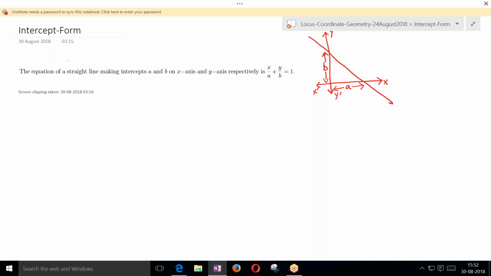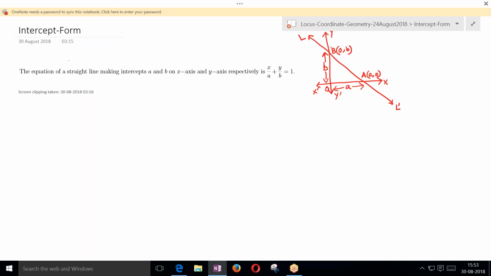This is the required straight line, L, for example. This line makes an intercept of a on the x-axis, and it also makes an intercept of b on the y-axis. So that means if this point is capital A, its coordinates should obviously be (a, 0), and if this is capital B, its coordinates will be (0, b). That's quite obvious from our fundamental knowledge in coordinate geometry. We can say these things.